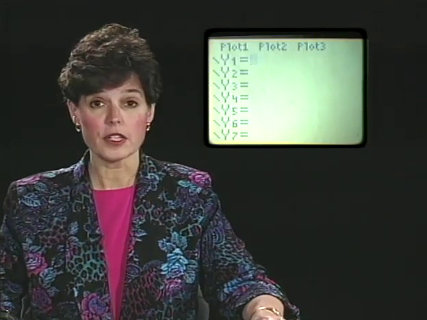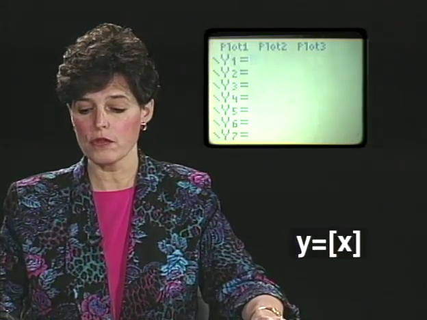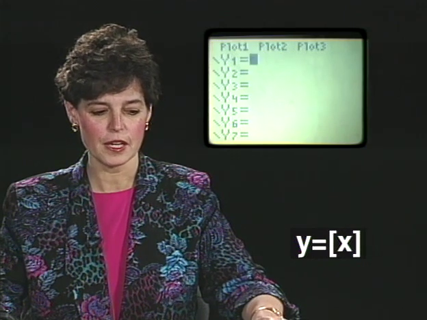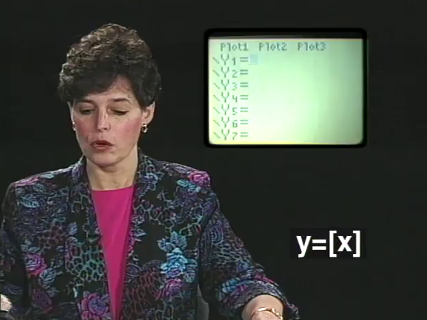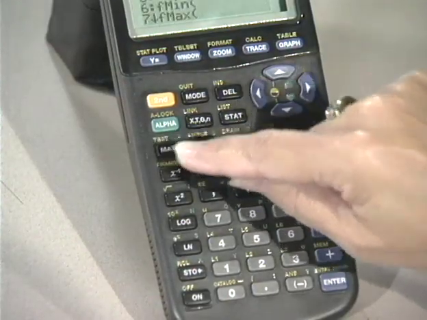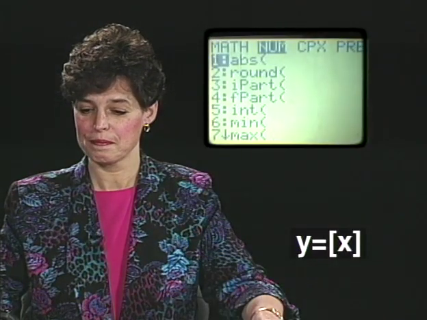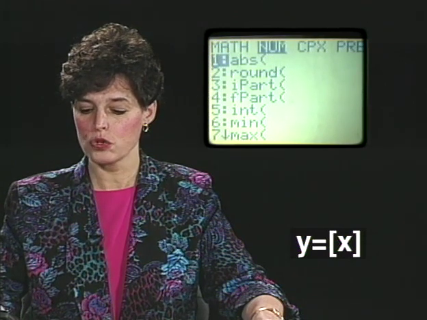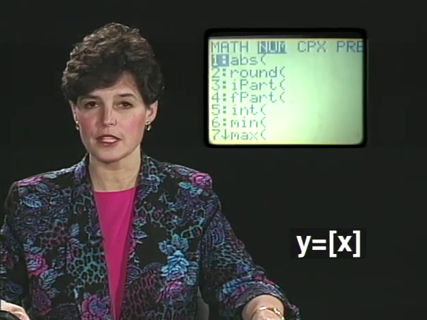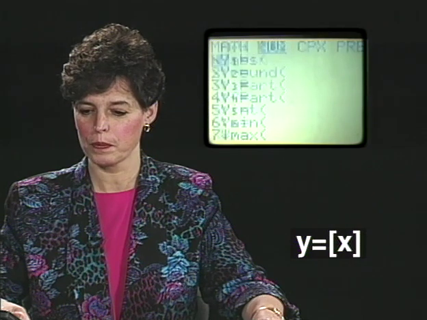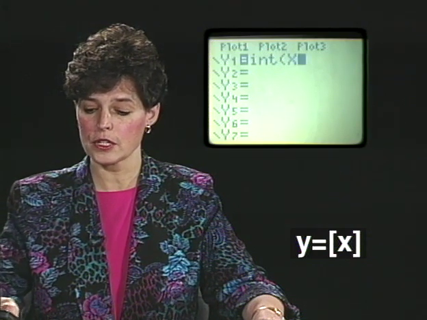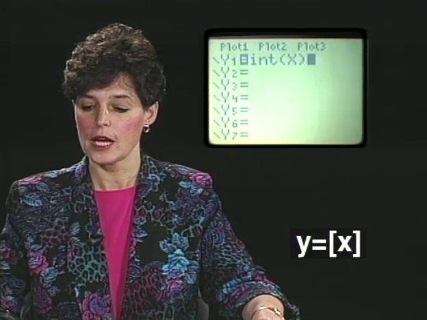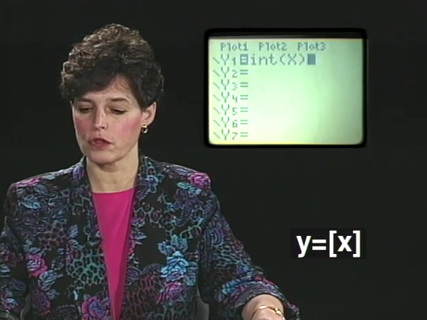Let's do the greatest integer function. Now you might never have seen this before, but it is something that you will see sometime in the future. In order to do that, I need to go into my math menu, go over to num, and choose number 5, which is int. That stands for the greatest integer function. You notice that you have a left parenthesis, so all you have to do is put in the x now and close the parenthesis. Let's see what happens when I graph this function.